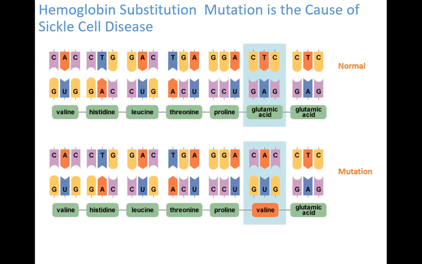This is a substitution mutation that is significant. Many of them aren't, but this one is very significant. And it happens. It's a recessive disorder. You have to inherit both genes from your parents to express the disease. If you only inherit one gene, then you're a carrier, and you may or may not have any symptoms at all of sickle cell.